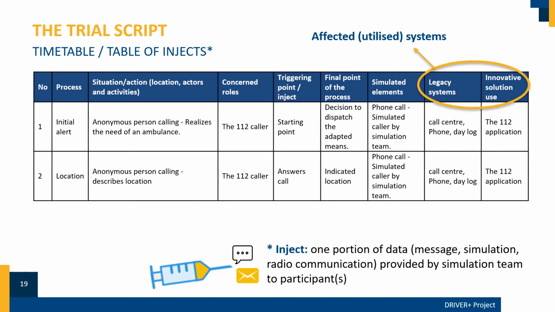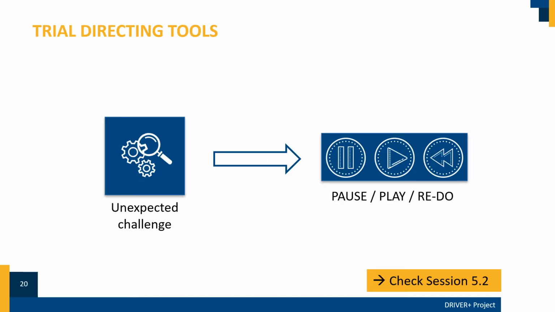The last two columns comment on each inject with information on which legacy systems are currently utilized to respond to this inject, and how it is foreseen in the innovation line, so by using the solution. This means this table of injects can, in principle, be used for both the baseline runs and the innovation line runs. An enormously important ability for the trial staff is to react to unexpected situations or behaviors.